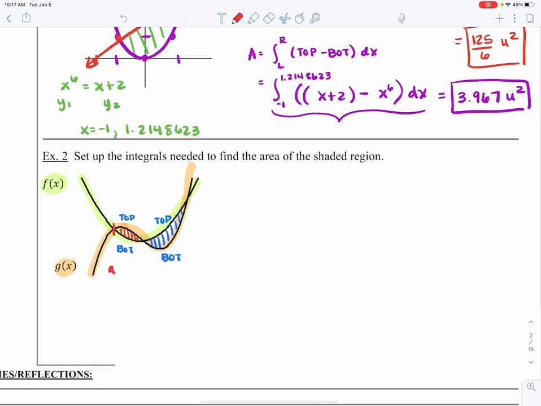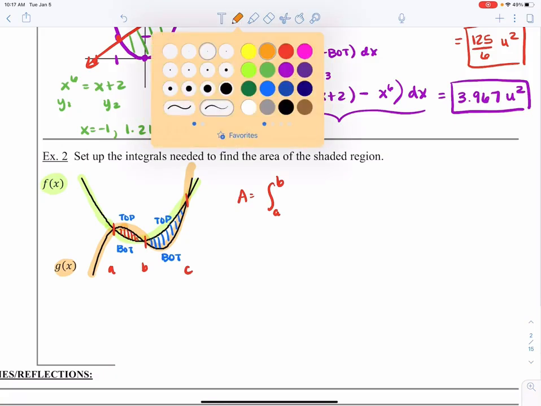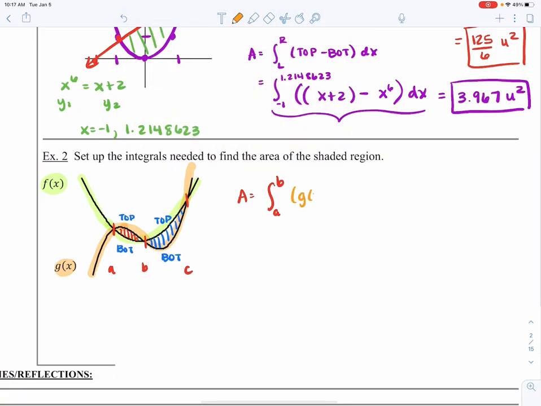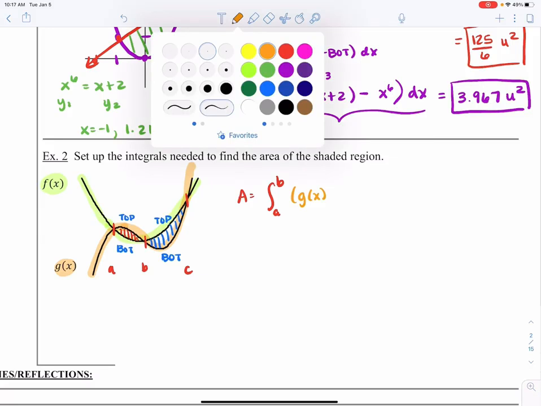We'll call this A. We'll call this B, we'll call this C. Our red area will be the integral from A to B. Look at what function is on top. The g of x function is on top, and the f of x function is on the bottom.